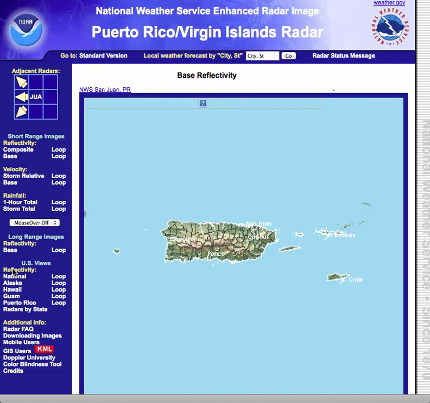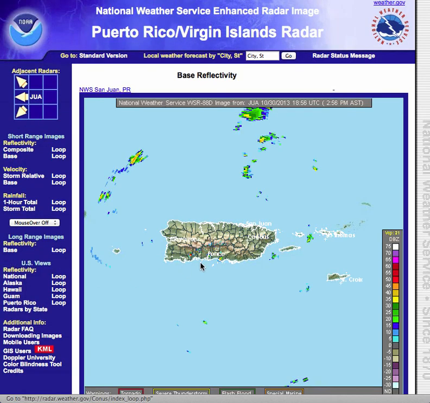And go out to Puerto Rico. Not much really going on here. Puerto Rico radar is really awesome to use during the tropical season, because every so often you could pick up a hurricane or a tropical storm developing and kind of get a better idea of what's going on with development rather than just trusting on the satellite pictures. So this is an excellent product to use as well.